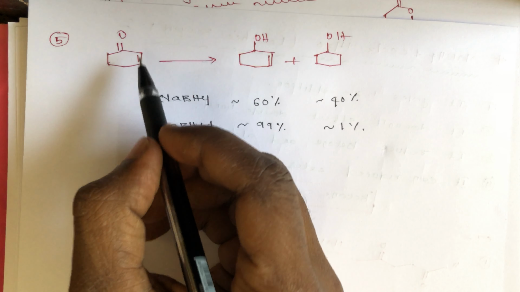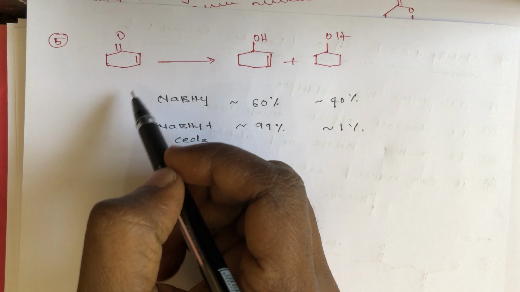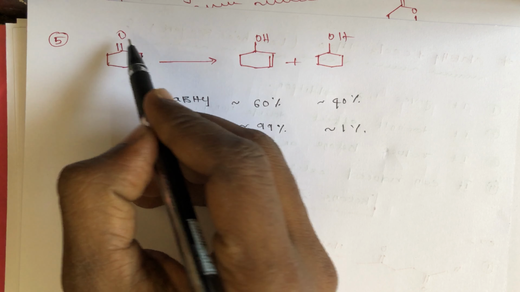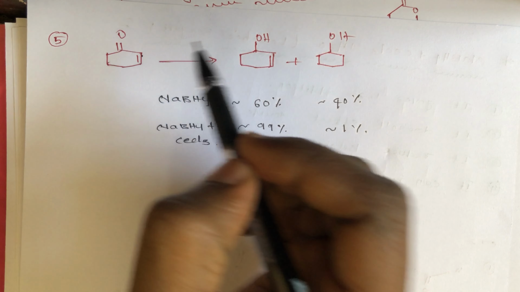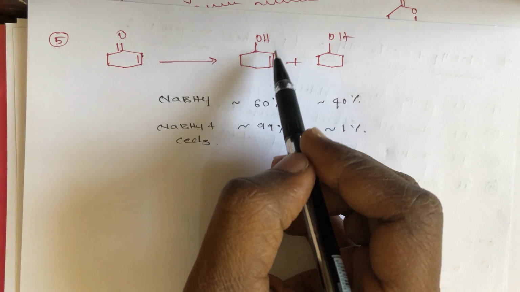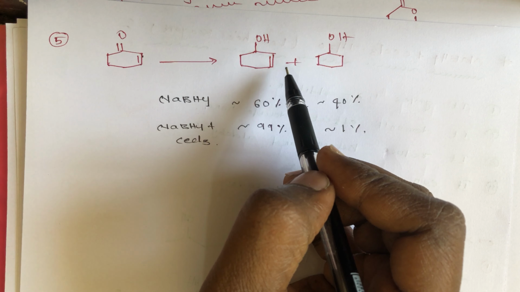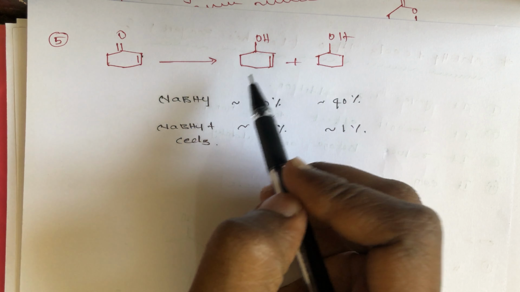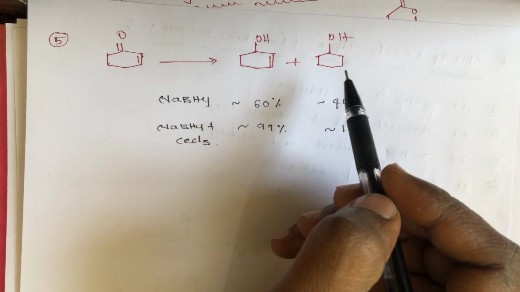Here I give one more example to you. So see, here we have a compound, an alpha beta unsaturated compound, you can say like this. So here we have two products, which one will get more priority, which is major and which is minor.